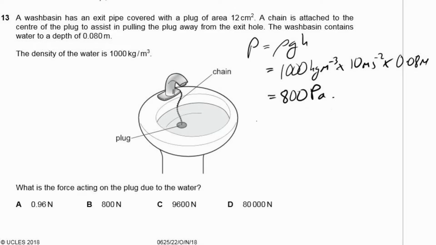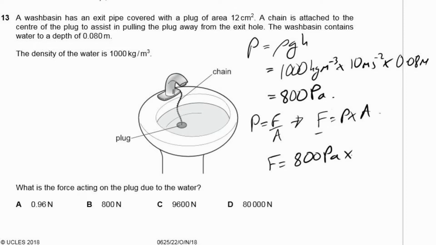Alright, now what we do now is we know that pressure is force over area. We're going to rearrange that so that force equals pressure times area. We want to calculate the force. So the force is pressure, 800 pascals, multiplied by the area. Now the area here is 12 centimetres squared. But there's a key point that becomes very important. The area, when we're working with pressure, should really be given in metres squared.